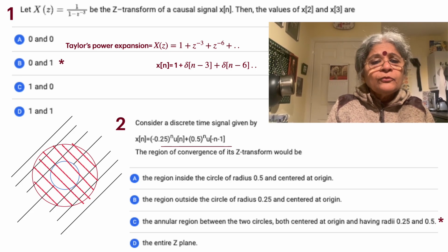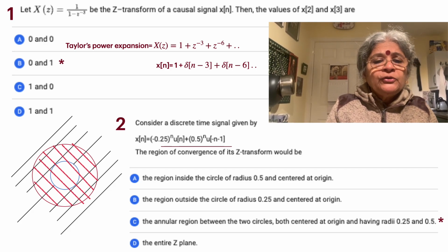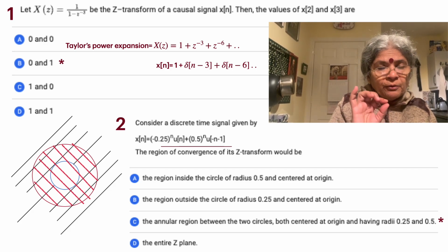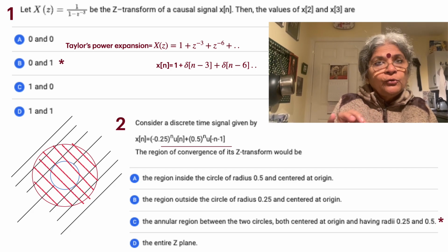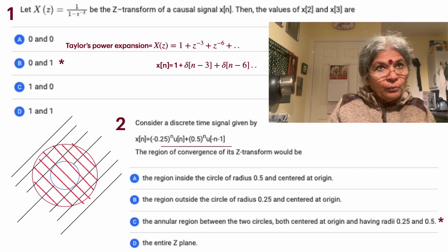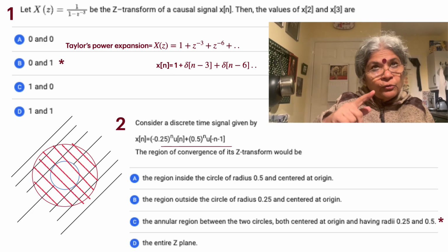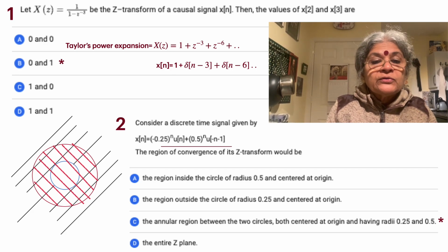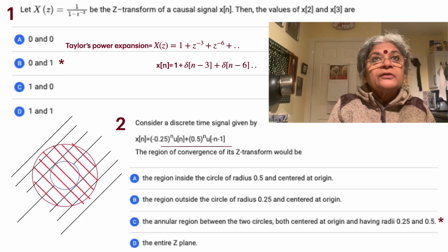Here we are having x[n] equal to 0.25 raised to n u[n]. That tells us that it's a right-sided signal. It starts off with a value equal to 0.25 raised to 0, that is 1, and then it becomes 0.25 raised to 1, then 0.25 raised to 2, or in other words, it's a decaying kind of sequence. It also has another one which is given by 0.5 raised to n.